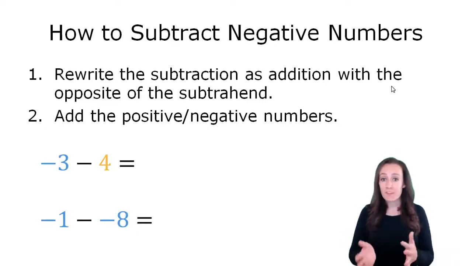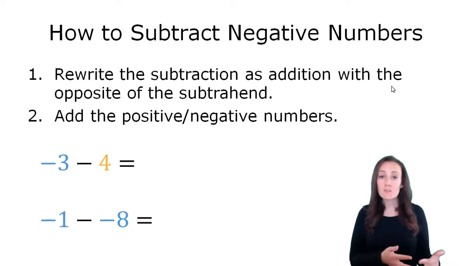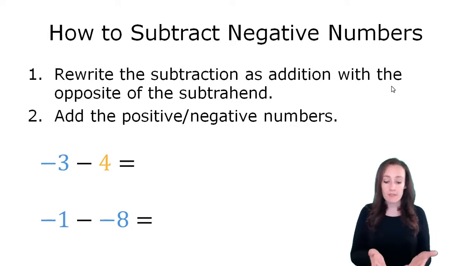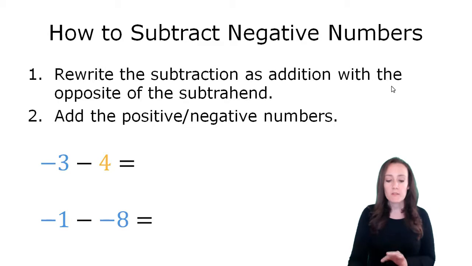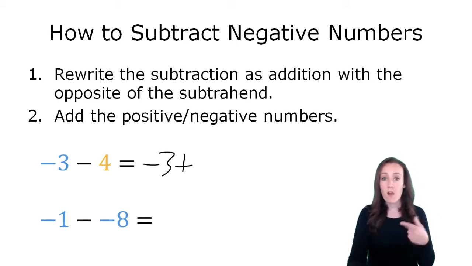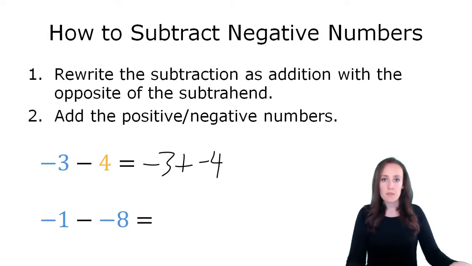All right, so when you're subtracting negative numbers, the easiest way to do it is to think of the subtraction as adding the opposite. So in the example of -3 minus a +4, you would basically rewrite that as -3 plus the opposite of a +4, which is a -4. And then you would use the rules for adding negative numbers to simplify that further.